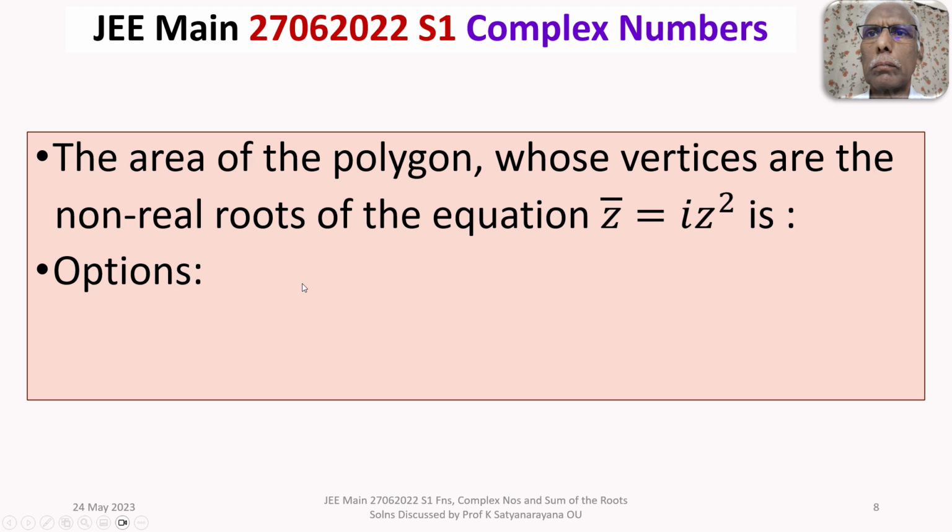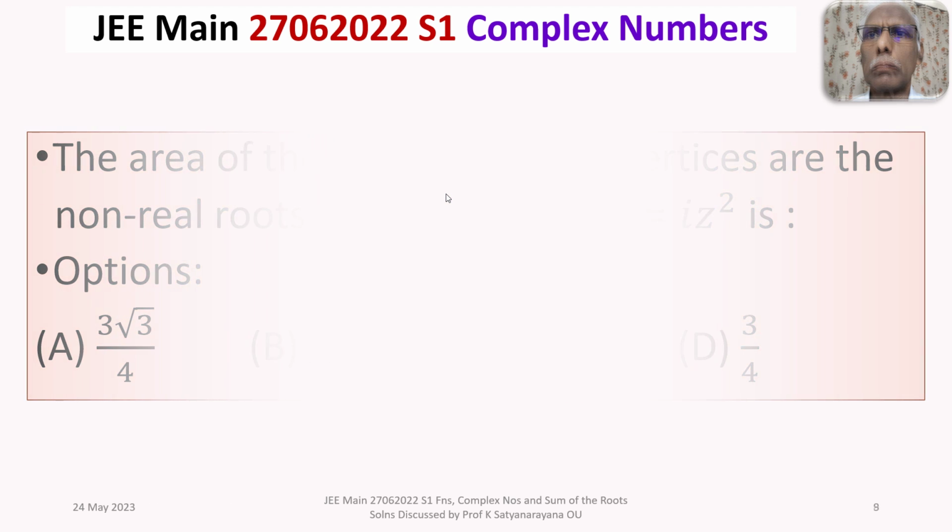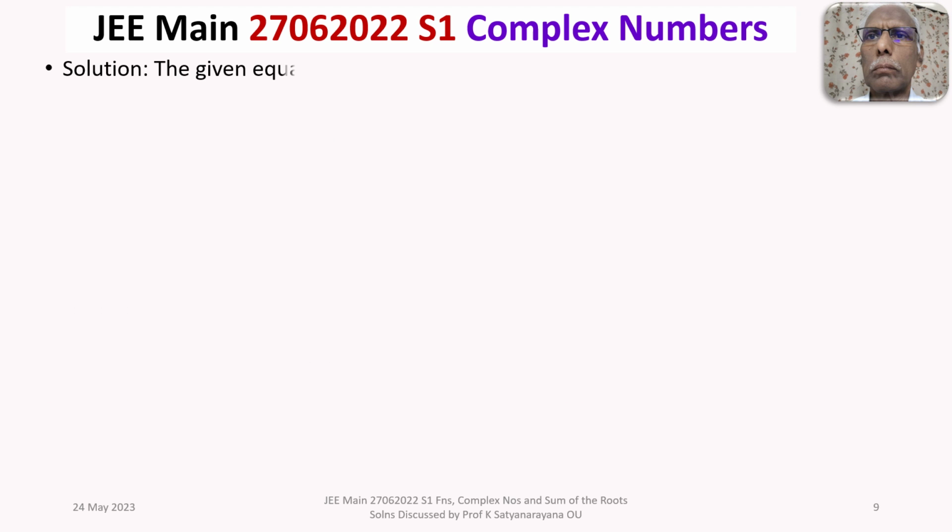We are given 4 options. Option A, 3 root 3 by 4. Option B, 3 root 3 by 2. Option C, 3 by 2. Option D, 3 by 4. So we are given a complex equation, z bar is equal to i z square, and the non-real roots of this equation are the vertices of a polygon. If that is so, what is the area of that polygon? That's our given question.